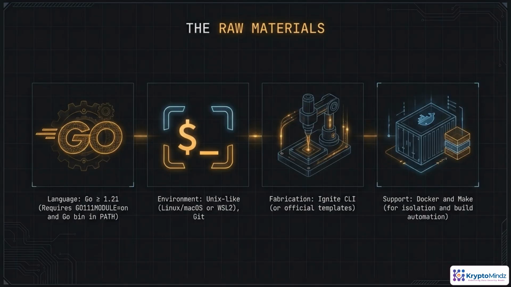Before we write a single line of Cosmos SDK code, we need the right raw materials. You'll need a recent Go toolchain with modules enabled and your Go bin on the path. You should be working in a Unix-like environment with Git, so commands and scripts behave predictably. You'll also need a fabrication tool such as Ignite CLI or the official scaffolding templates. And finally, Docker and Make to give you reproducible, isolated builds and simple automation for everyday tasks.